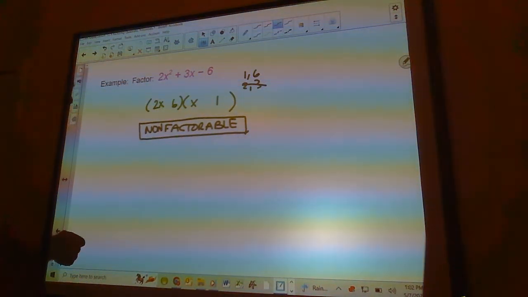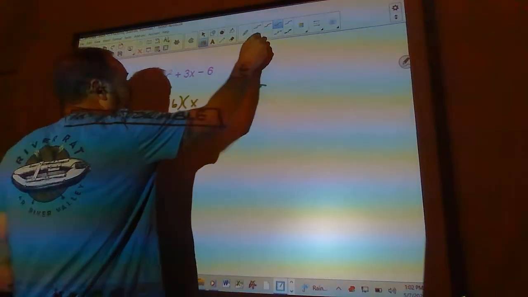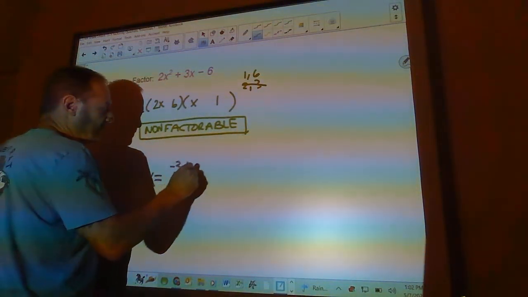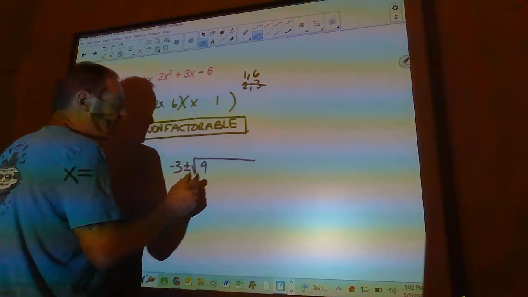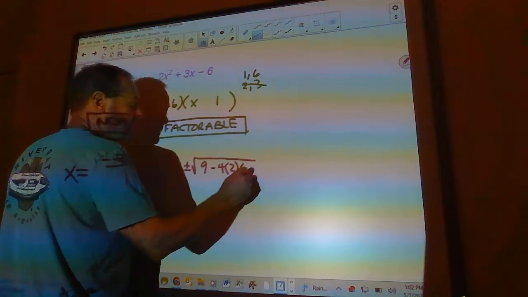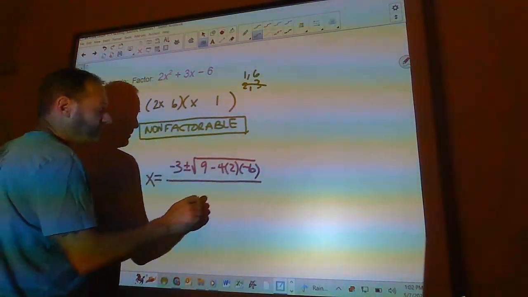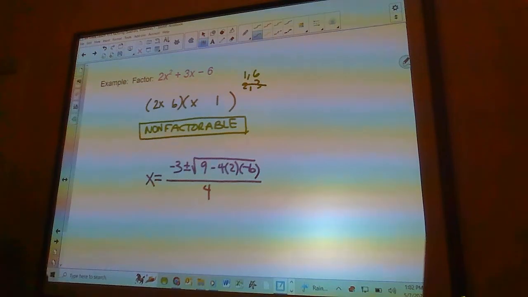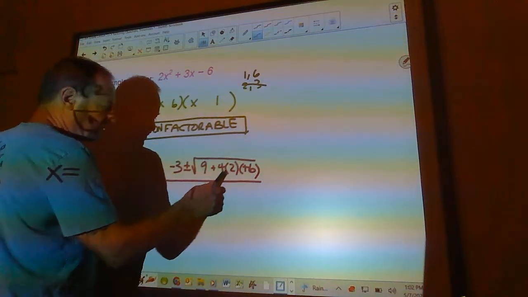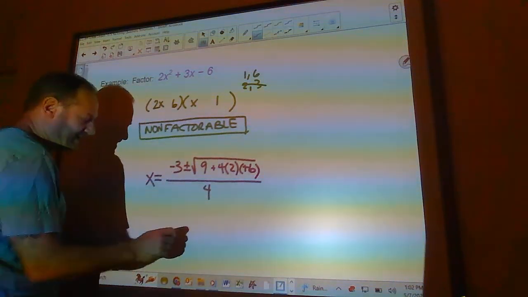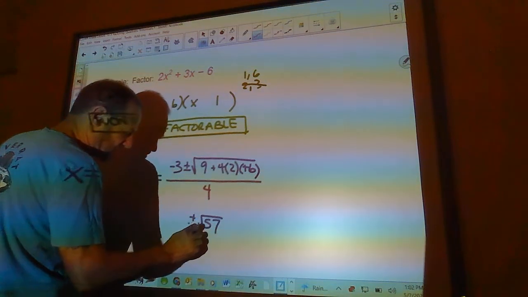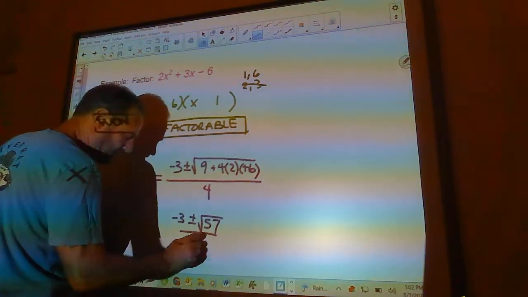So here's what I'm going to do: if I need the answer, I have to go ahead and use the quadratic formula. x equals negative b plus or minus the square root of b squared minus 4ac, all over 2a, is going to be 4. Those are going to cancel. It's going to be 24. 48 plus 9 is going to be 57. And that's why it's not factorable.